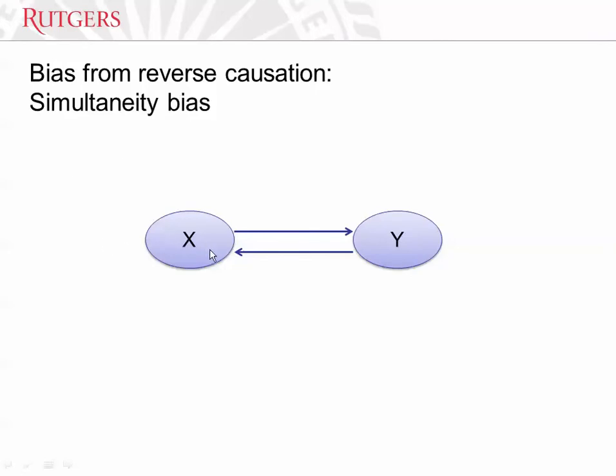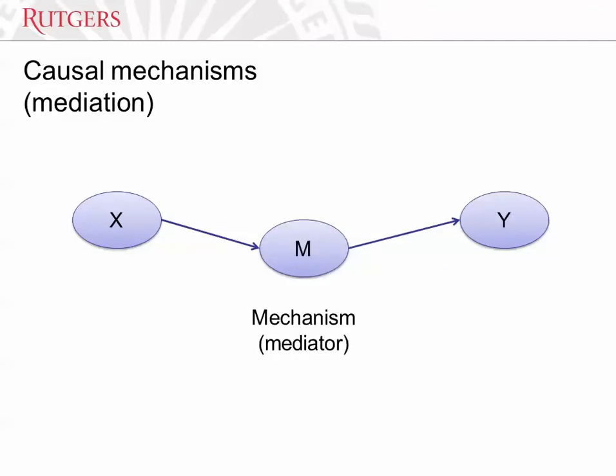If we try to only attribute that to the influence of X on Y without thinking about the simultaneous effect of Y on X, we similarly may overestimate what's really going on in terms of X's causal effect on Y. So one way to strengthen causal evidence is to show the mechanism that explains the link between X and Y.